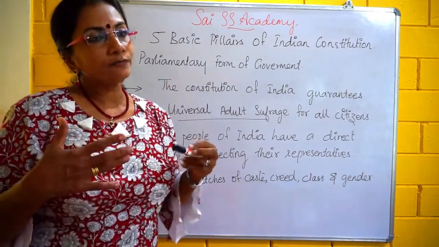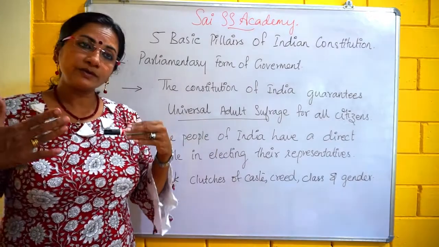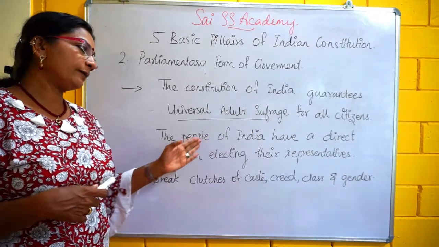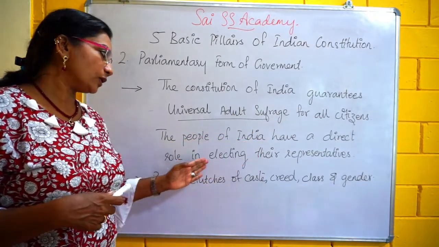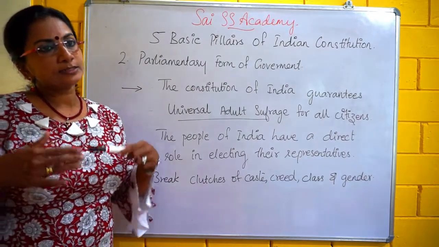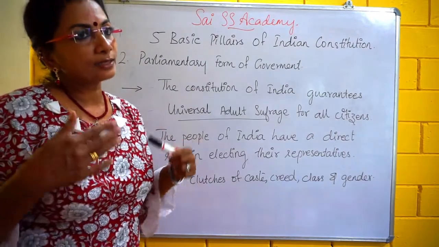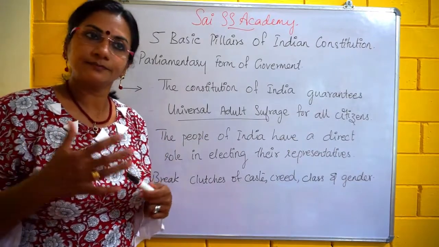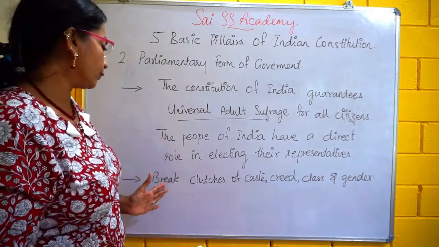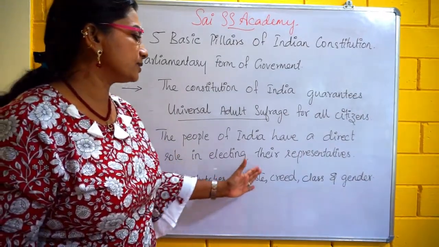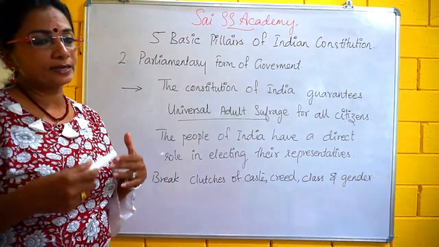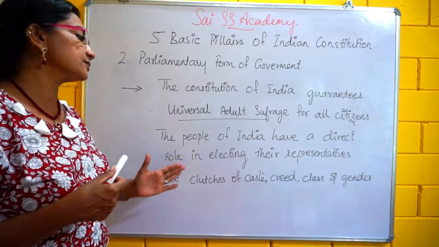Here, in the parliamentary form of government, we have universal adult suffrage. What is universal adult suffrage? The people of India have a direct role in electing their representatives. That means the citizens have the right to vote and the right to elect their own leaders. This form of government helps in breaking off the clutches of caste, creed, class and gender.